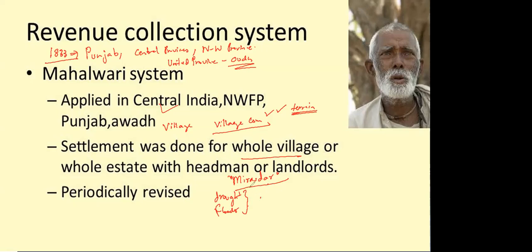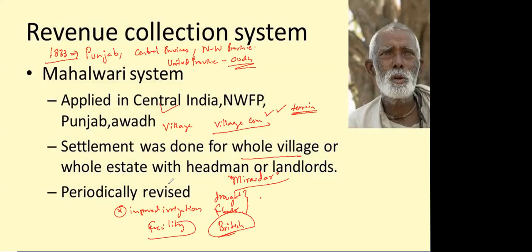But one good thing that happened during this Mahalwari is that when the village community came together as collective farming, it improved the irrigation facility to an extent, but all the benefits were enjoyed by the British. In Mahalwari, though they eliminated the middleman, the village became collective.